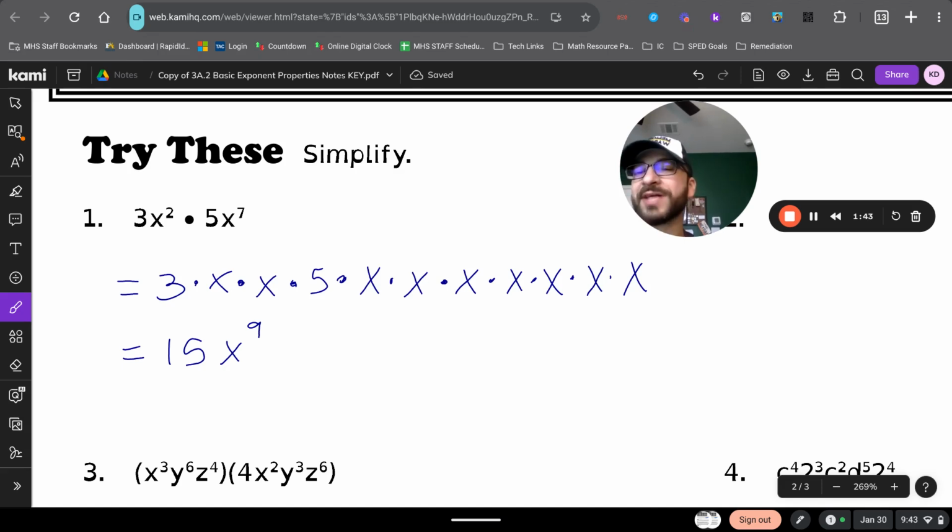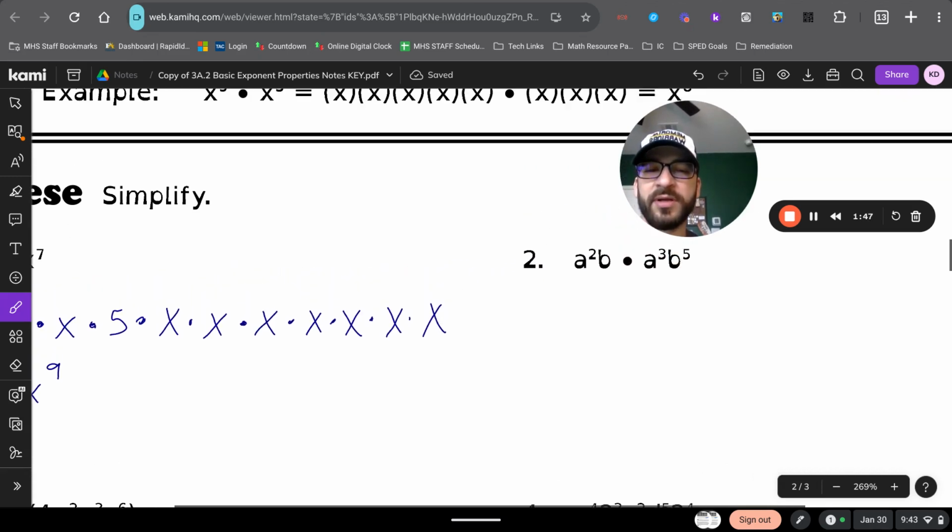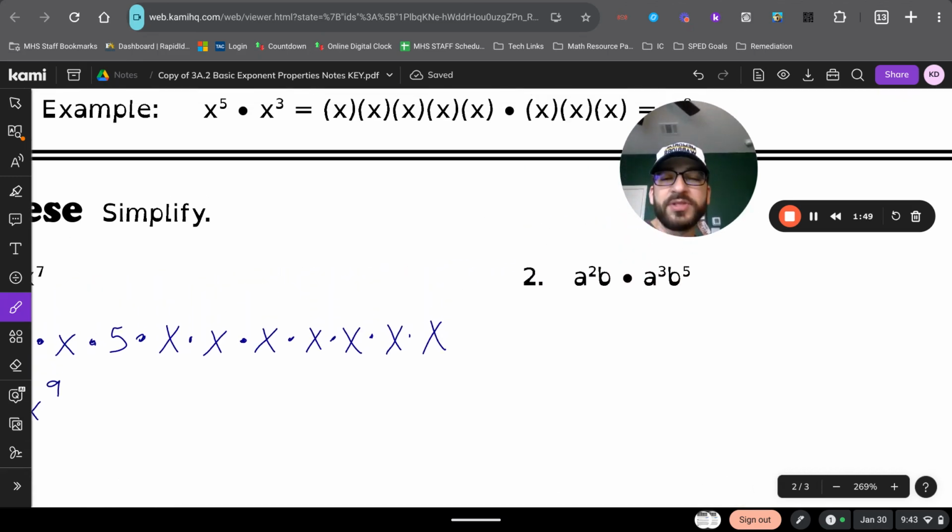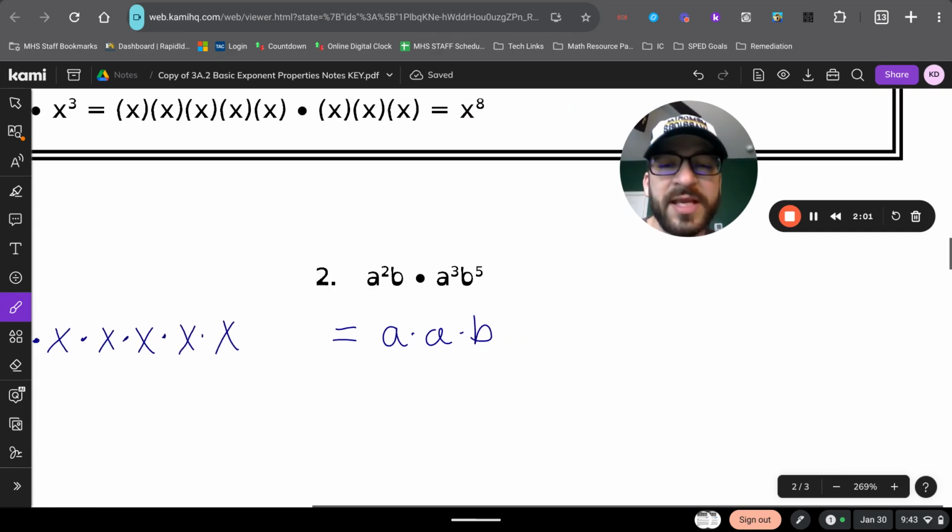Let's try this one more time and see if the same thing holds true, and if we can kind of draw some conclusions about it. So number 2, we have a squared b times a cubed b to the 5th. So let's go ahead and expand this out. My first one would be a times a times b, and then our second piece would be 3 a's times 5 b's.